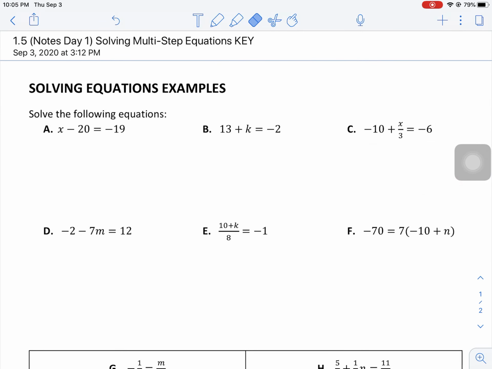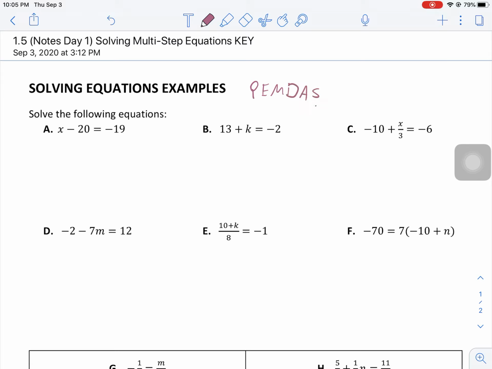Alright guys, these are just some quick notes on 1.5 here for us so that we can get a little bit of a head start. So, 1.5 is about solving multi-step equations. One thing that you need to always note when you're solving multi-step equations is that we need to think PEMDAS.